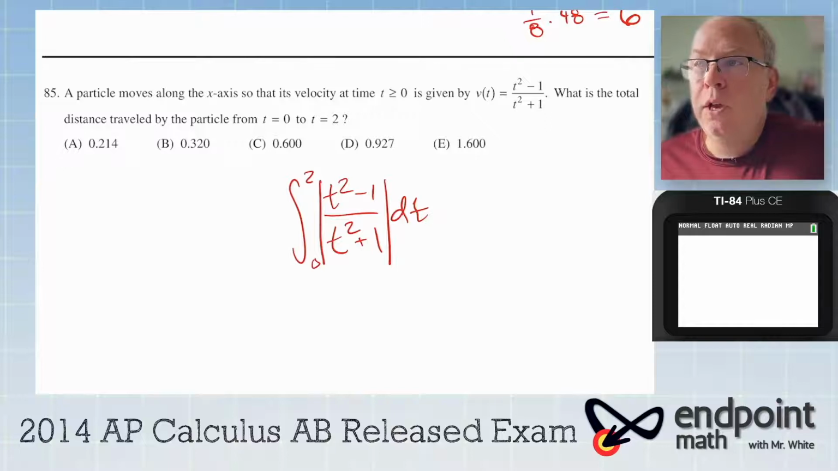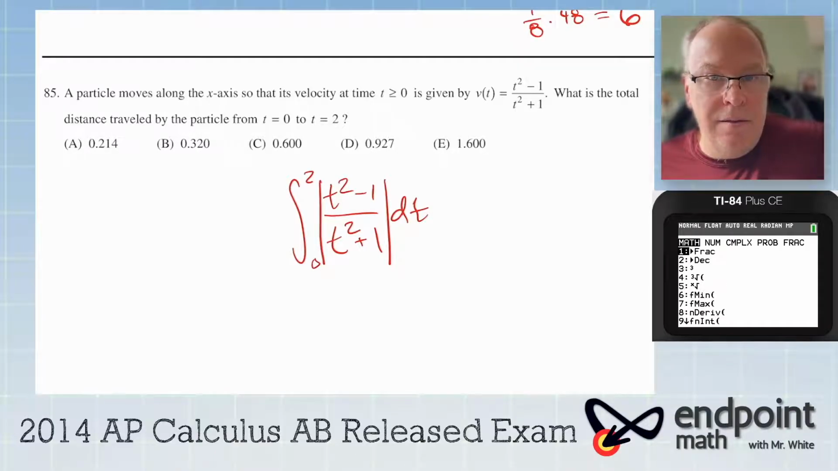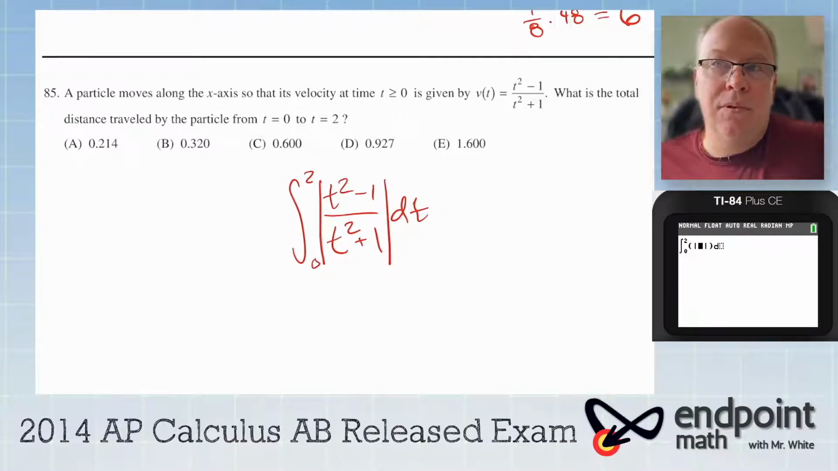All right, so we go to the calculator on this. Math, number 9. The integration from 0 to 2. Oops, 0 to 2. And the function is a fraction. Now, I do need to do the absolute value. Now, that's under math. And you go over to num. And number 1 there is ABS. Right? And then I'm going to put a fraction in here.